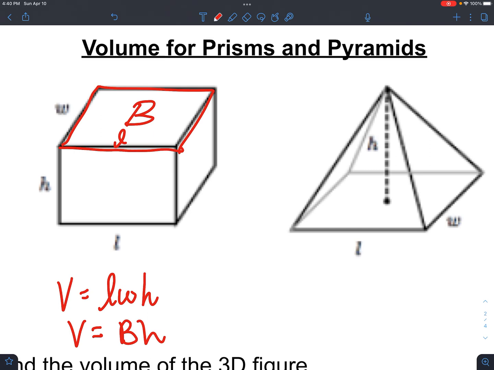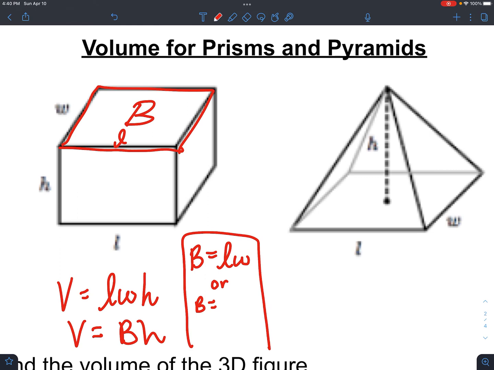It's not always a rectangle. It could be a triangle, it could be a hexagon, right? So whatever that base is, it's just the area formula of that base. So you could have that, or maybe the base is one half length times width, a triangle, or maybe the base is something more complicated and you have to find out how to do that. So it could be the area of just any shape.